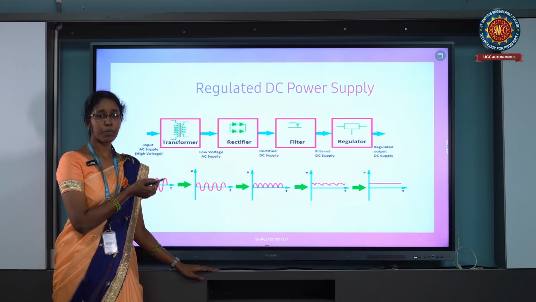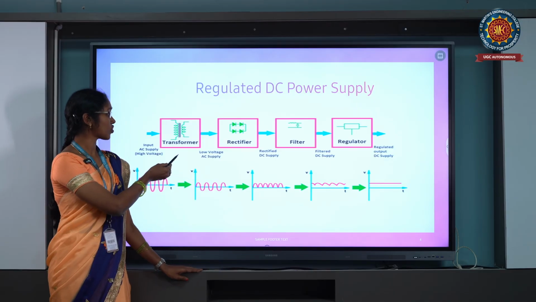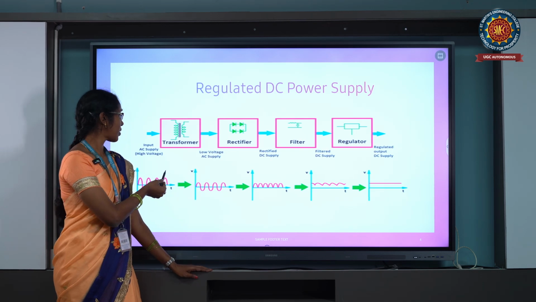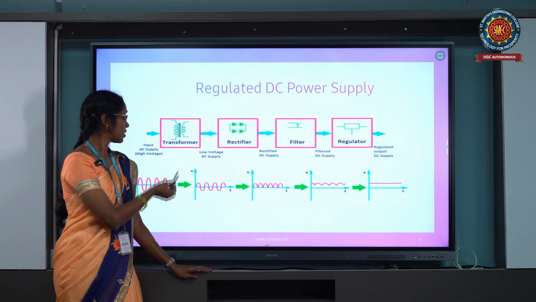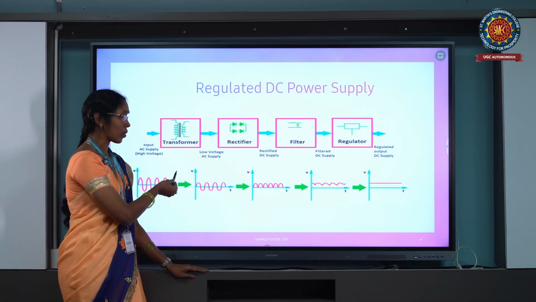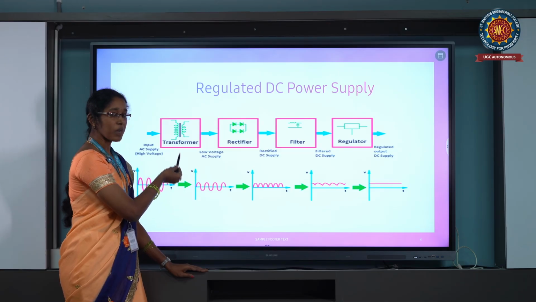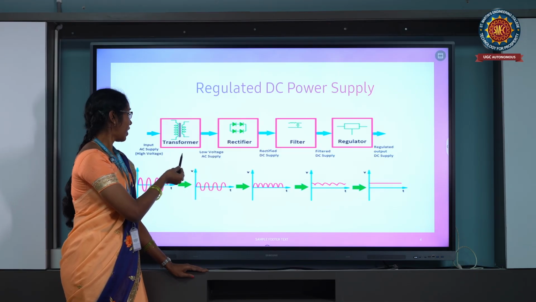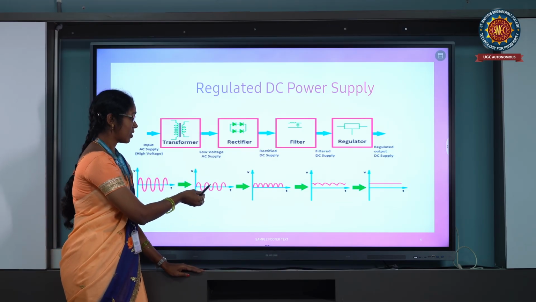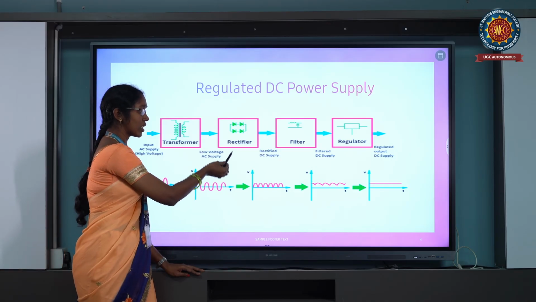Coming to the regulated power supply block diagram, it consists of four main components: transformer, rectifier, filter and regulator. The transformer may step up or step down the AC voltage. Here we are using a step down transformer, meaning the number of turns in the primary winding is higher than the number of turns in the secondary winding. It will convert high AC voltage into low AC voltage. This low AC voltage is given as input to the rectifier device.